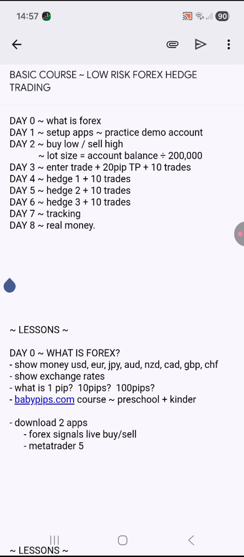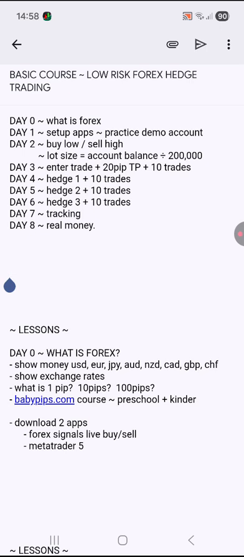Day 4, we're going to open it up and see which trades had profited from the day before. And the trades that have not profited, we're going to be setting a hedge level 1. If it went against us, we're going to set a new order to hopefully profit on that order. And we're going to set 10 trades there.